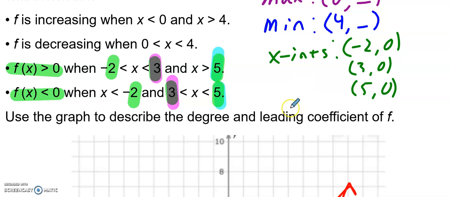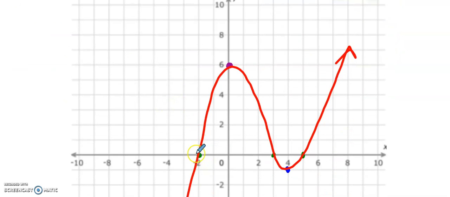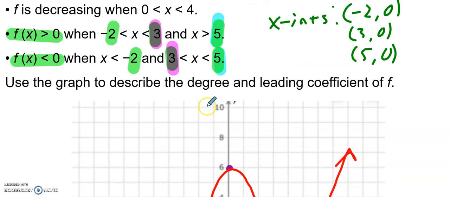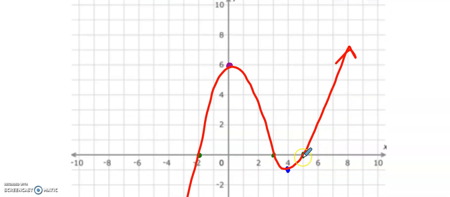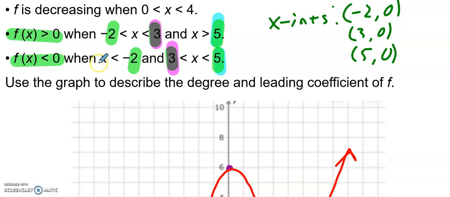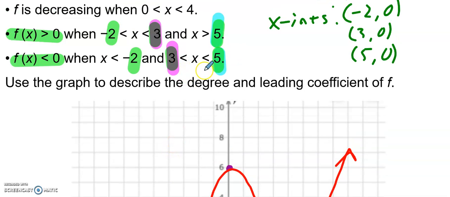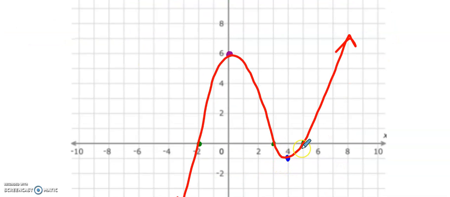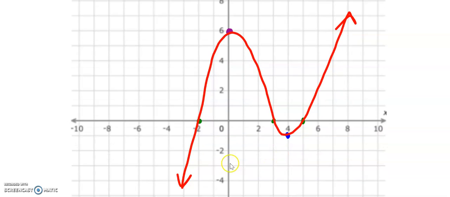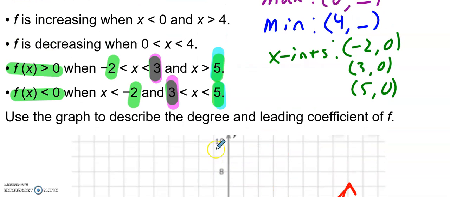And then the function is greater than 0 between -2 and 3. So from -2 to 3, this is positive. Okay, that's good. And when x is greater than 5, it's positive. Perfect. And then it's less than 0 when x is less than -2. Okay, that's less than 0. And between 3 and 5, that's negative. Okay, perfect. Awesome. Nailed it.